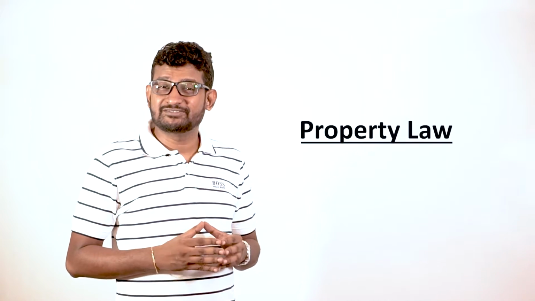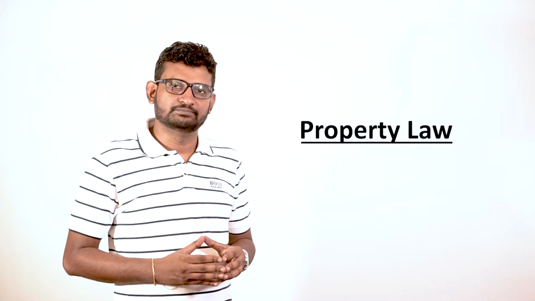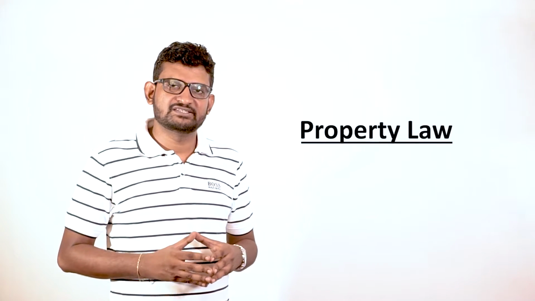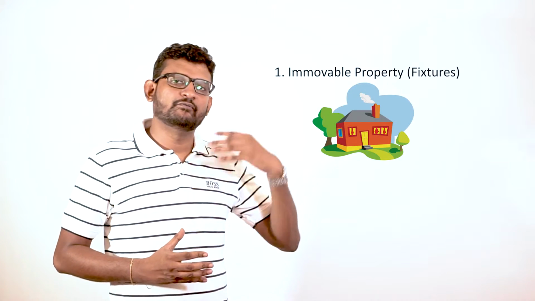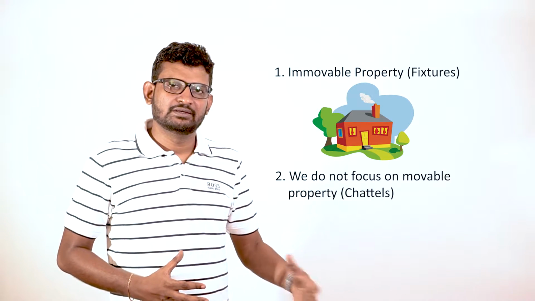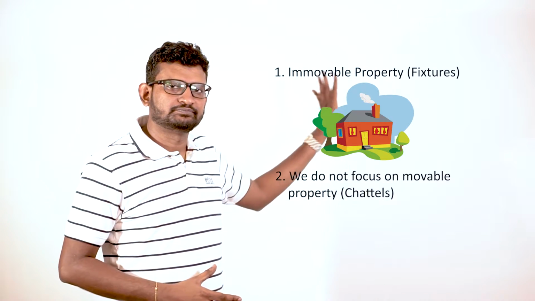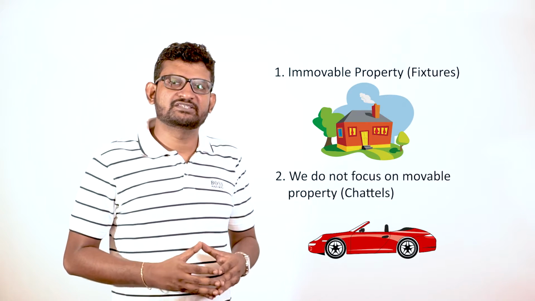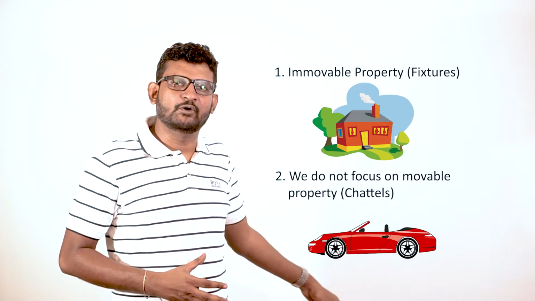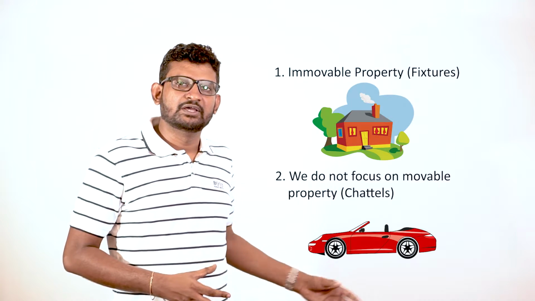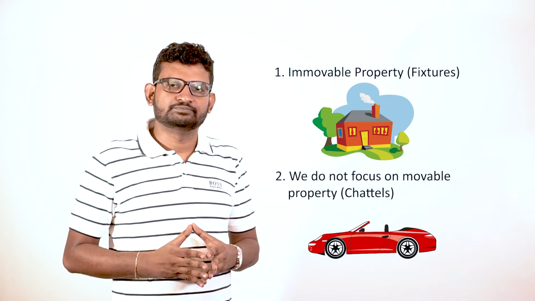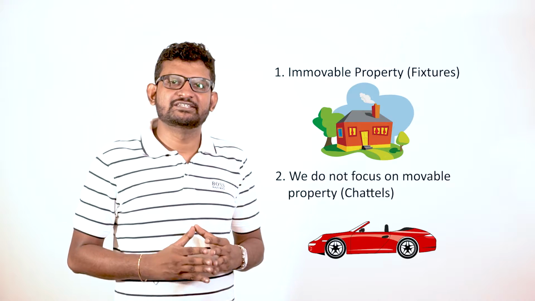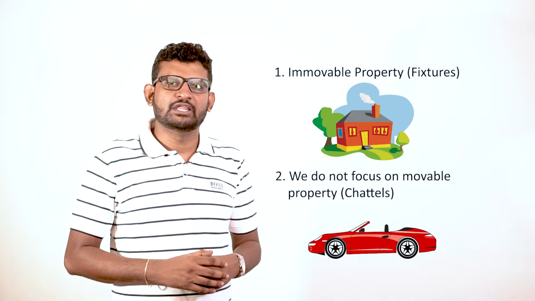Alright, so in today's lecture, we will focus on property law. As per syllabus, your property law focuses only on immovable property. That means we don't focus on chattels. For example, chattels would be any movable property, whereas fixtures would be like a building or anything connected to the land. Your property law was earlier considered to be a land law syllabus, now named as property.